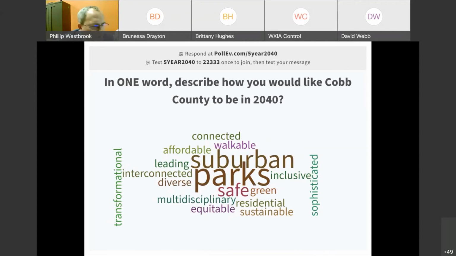This is sort of our aspirational question. So this will help out how the county intends to move forward and sort of looking at the desires of the community.